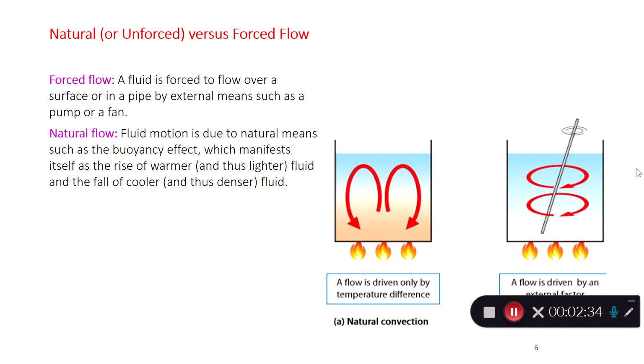The next is natural versus forced flow. Forced flow is when the flow is literally forced, for example, by a pump or a fan. Natural flow is when it happens due to natural effects, for example, how warm air will move up and how cooler fluid will tend to move downwards. That is a natural flow.